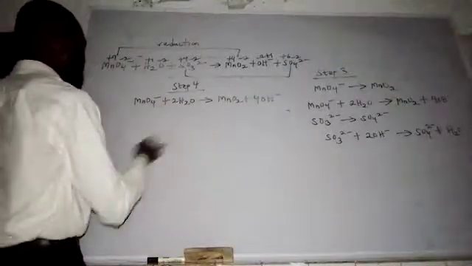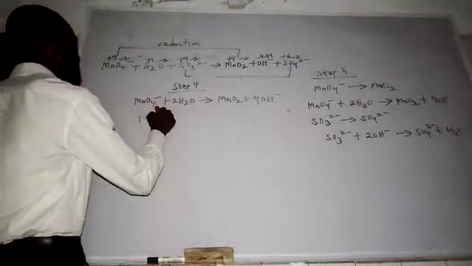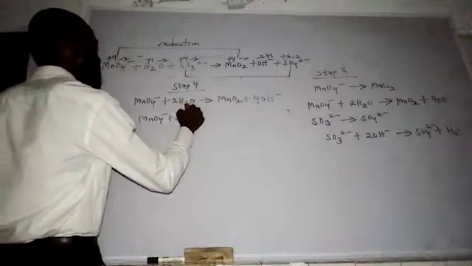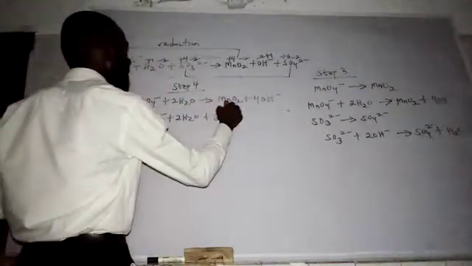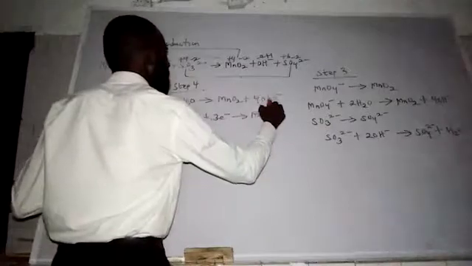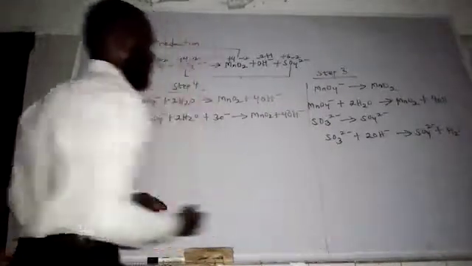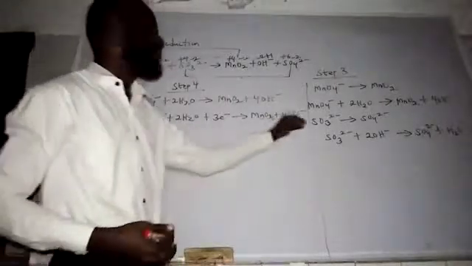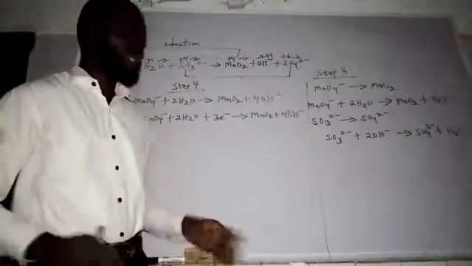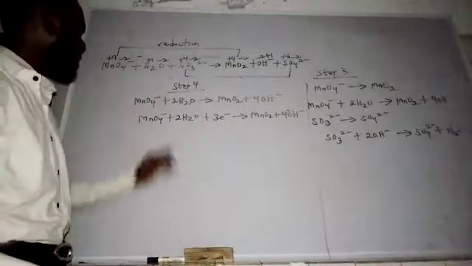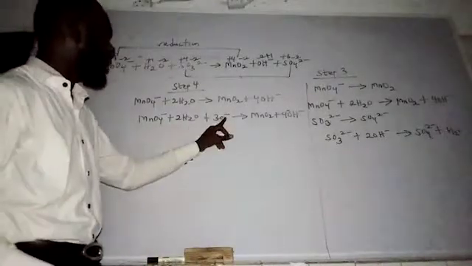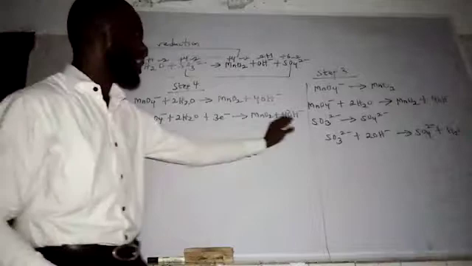So I'm going to have MnO4⁻ plus 2H2O plus 3 electrons going to MnO2 plus 4OH⁻. So with this, I've been able to balance what? The charges. The atoms are balanced, the charges are balanced. Minus 1 plus minus 1 minus 3, that's minus 4, and I have minus 4 here.